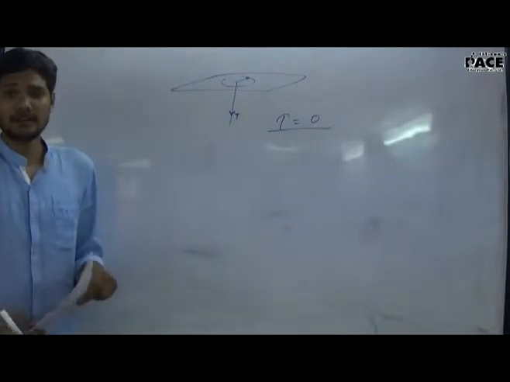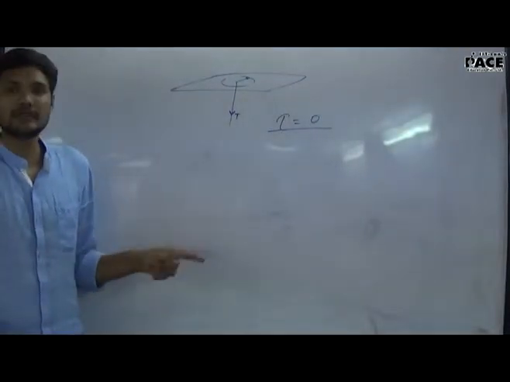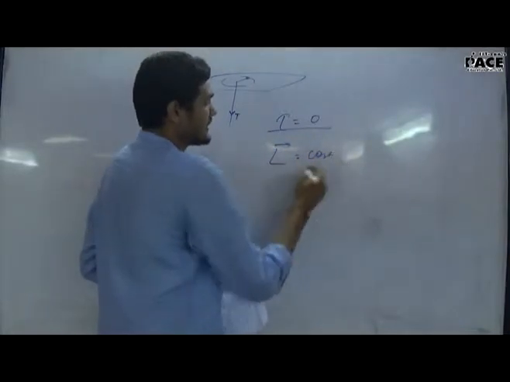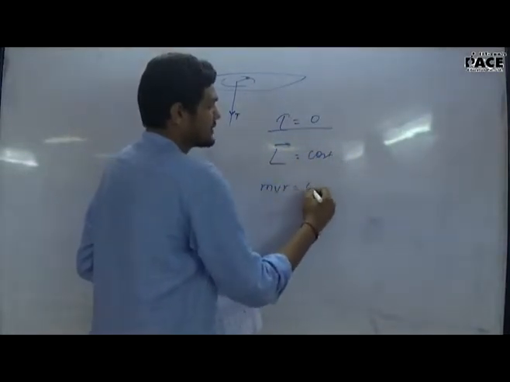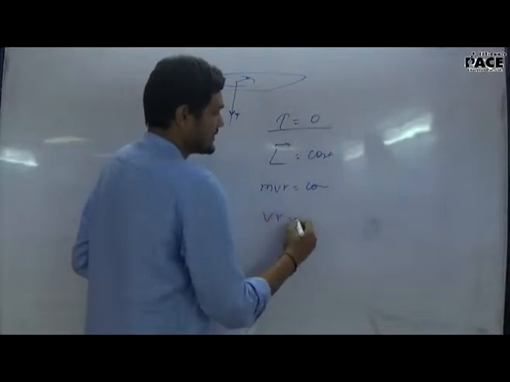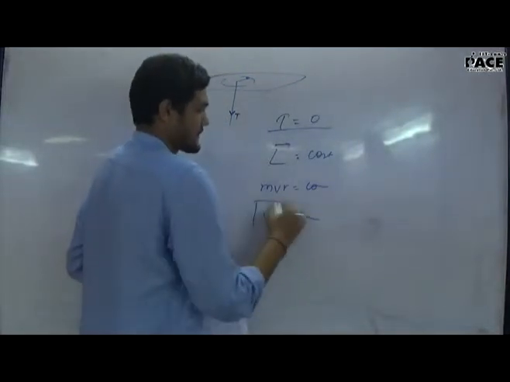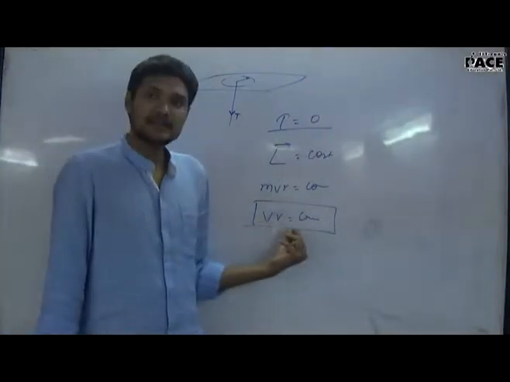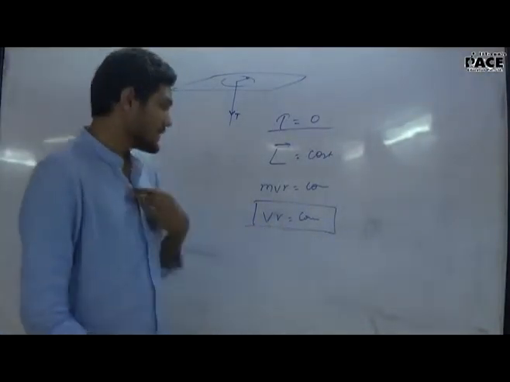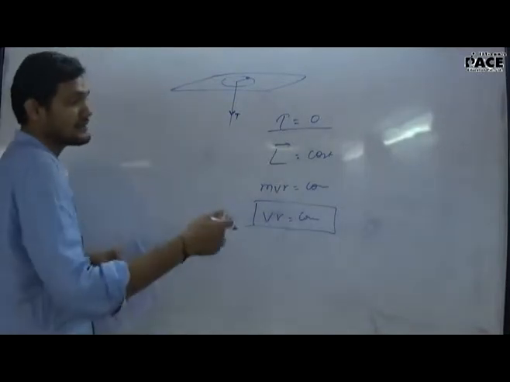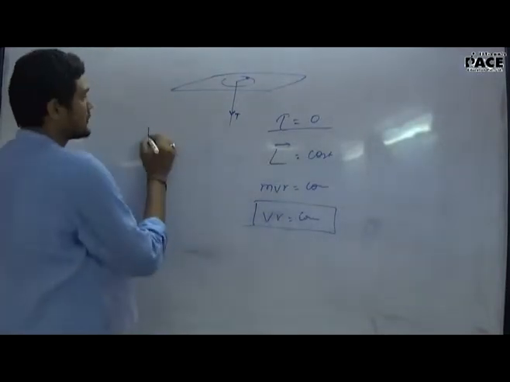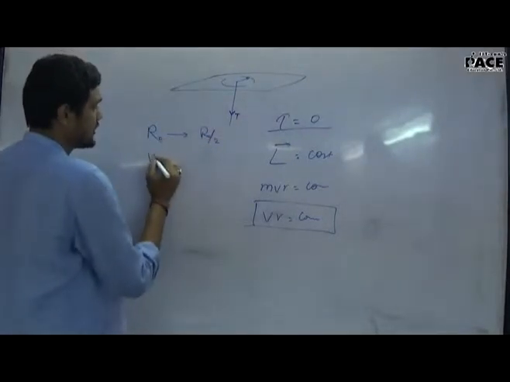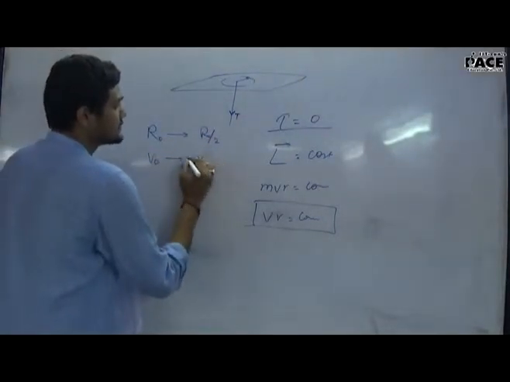Okay? If the net torque of the system is 0, that means the angular momentum of the system has to be conserved. L vector is constant, that is mvr is constant, that is vr is constant. So if the product of velocity and the radius is constant, that means if we decrease the radius, the velocity increases. So r becomes r by 2. Sorry, r naught becomes r naught by 2. That means the velocity v naught becomes 2 v naught.